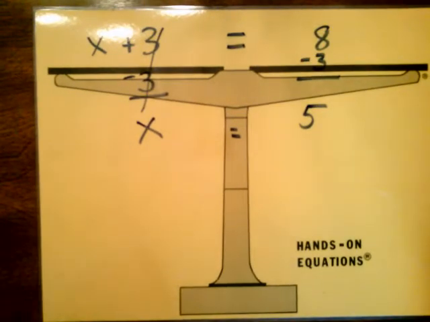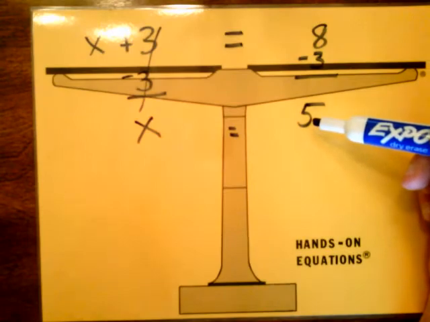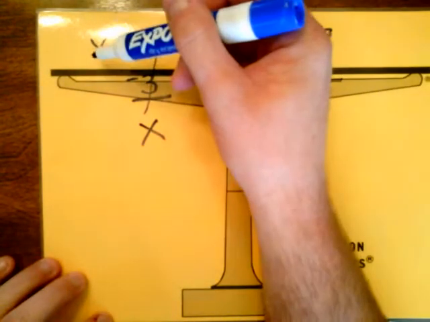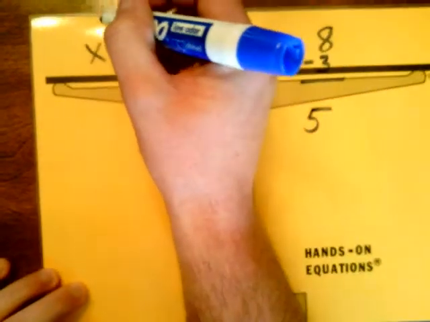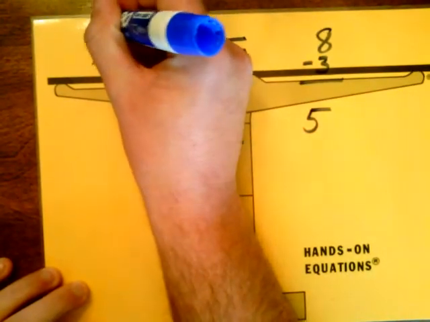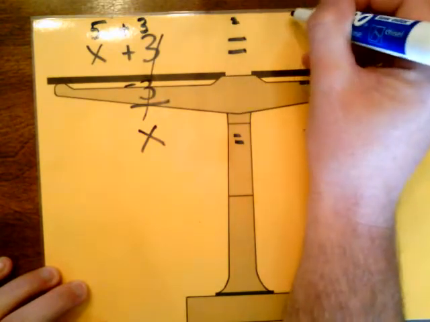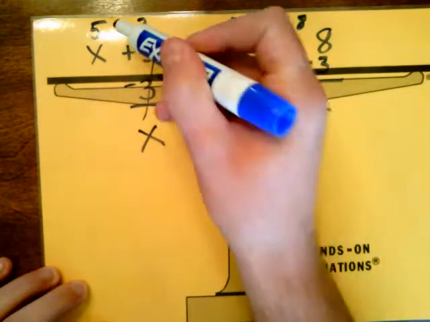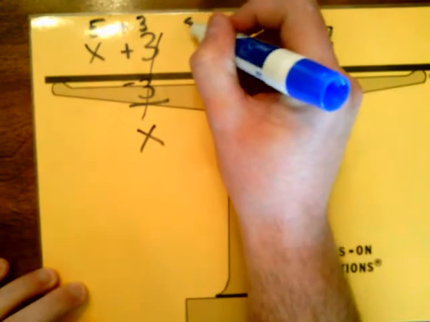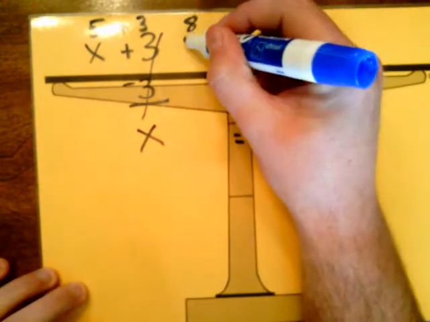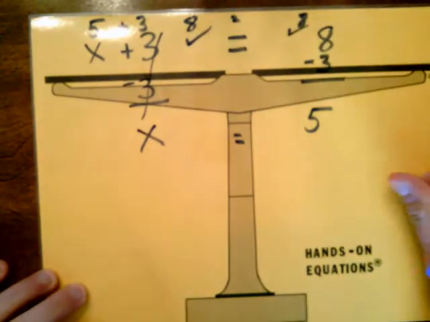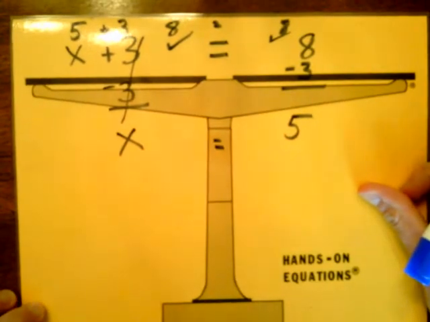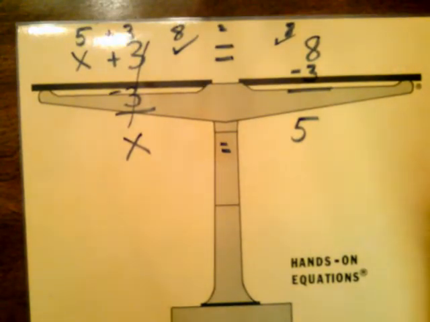Now, in order to check to see if we solved that equation correctly, let's take 5 and put it back in place of x here. So we would have 5 plus 3 equals 8. Now, 5 plus 3 is 8, and 8 equals 8. So we know we just answered that problem correctly. So that is an addition problem.